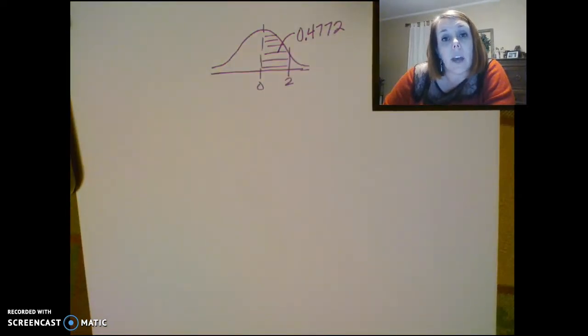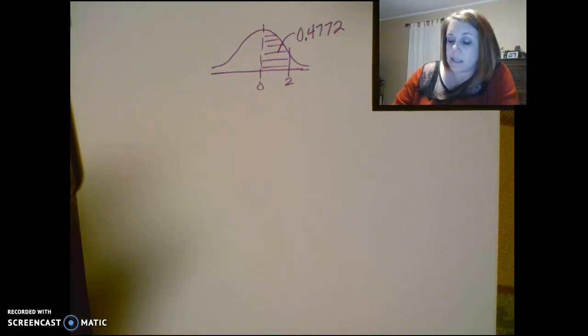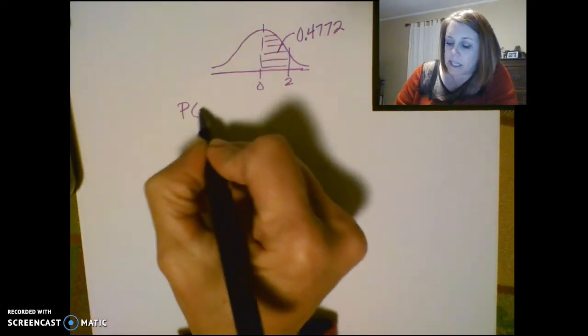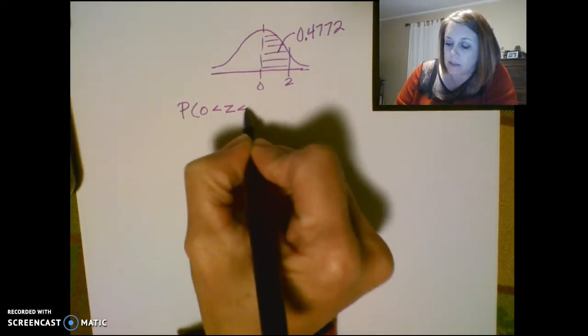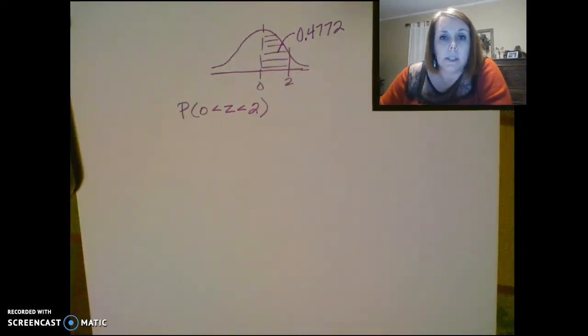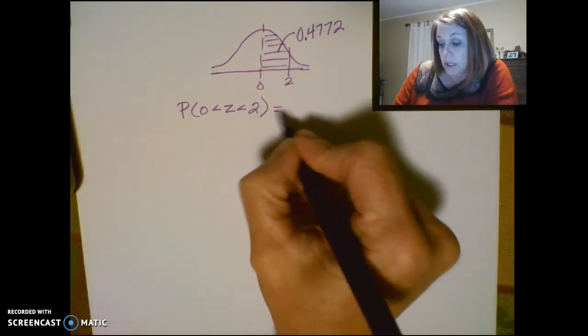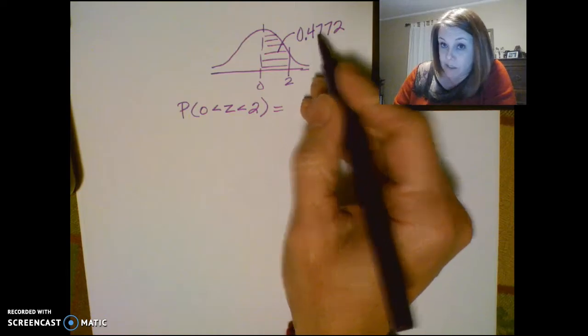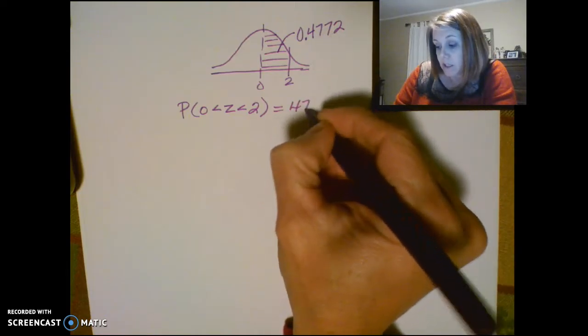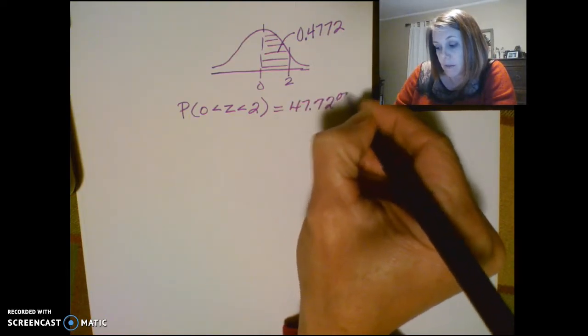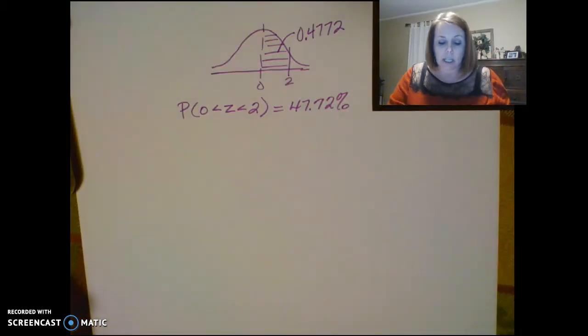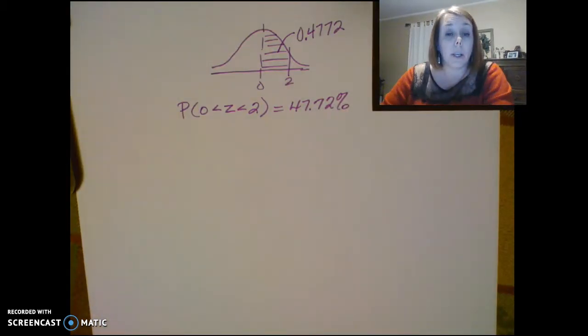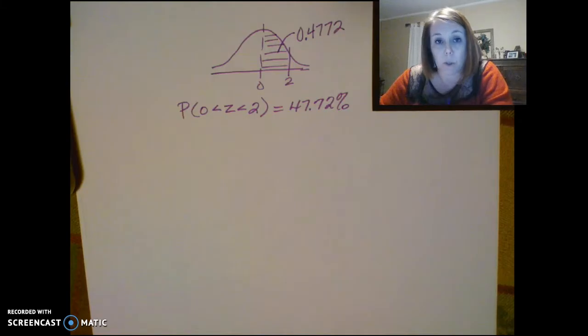Another way that we can think of that in terms of probabilities would be to say, what is the probability that z is between 0 and 2? In this case, that probability would be 0.4772, or you can write it as 47.72%. So it's not really changing anything in terms of how we use table E and how we use this particular distribution. It's just a different way of looking at the same information.